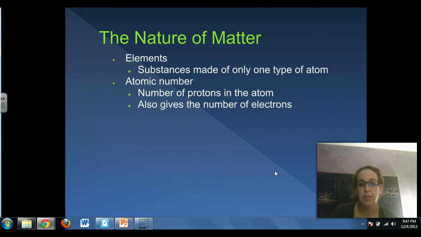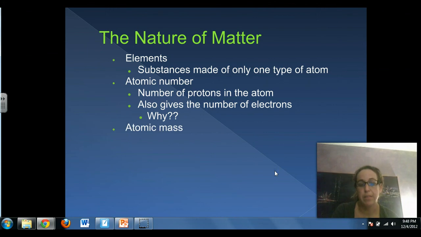It also gives a number of electrons. Why do you think that could be? Think about that for a second. So what's the charge of a proton? Positive. What's the charge of an electron? Negative. An atom has to have a neutral charge, so you have to have the same number of protons as electrons. So that's why it gives you the number of electrons.